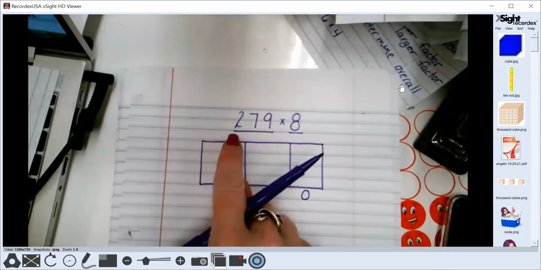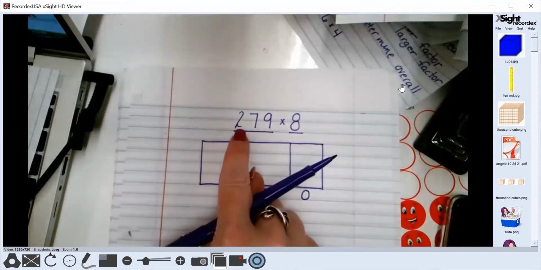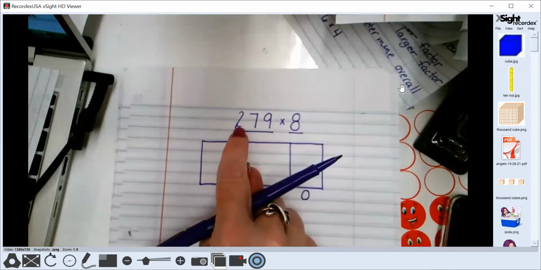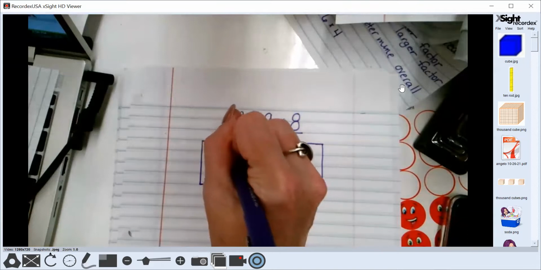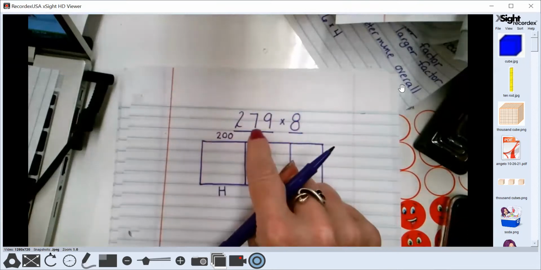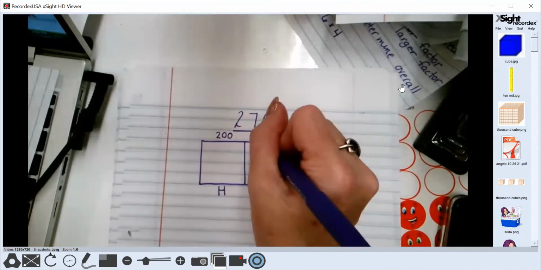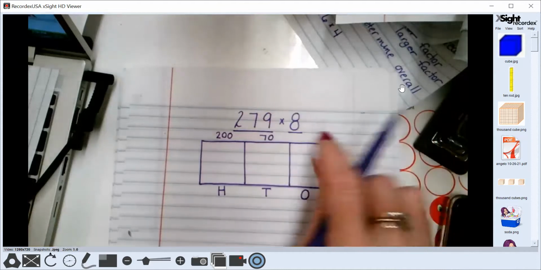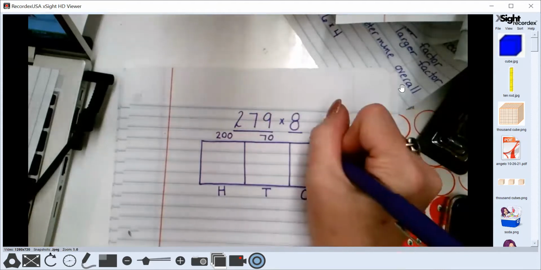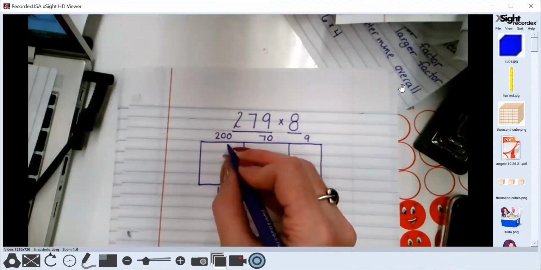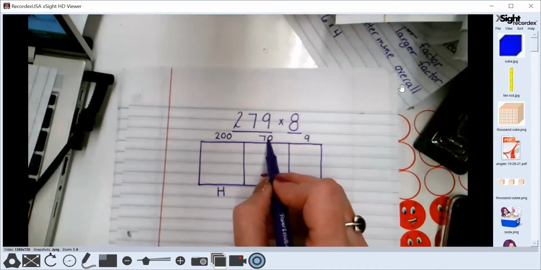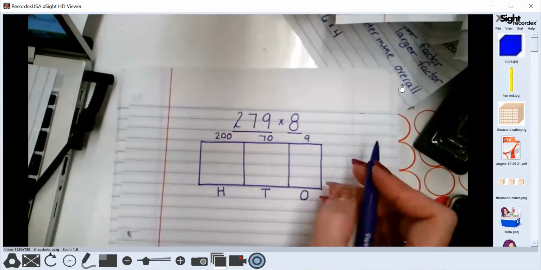Now I look at this number and I break it into expanded form, which is breaking it into its value. So this number is worth 200 because it's in the hundreds place. This number is worth 70 because it is in the tens place. And this number is worth 9 because it's in the ones place. And I know that because I need 2 zeros. And if I were to add 200 plus 70 plus 9 would equal 279.